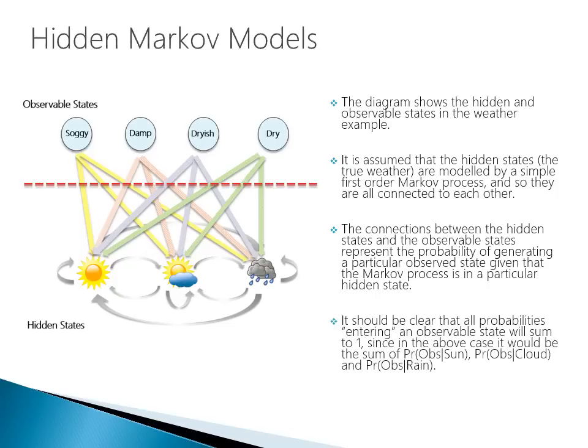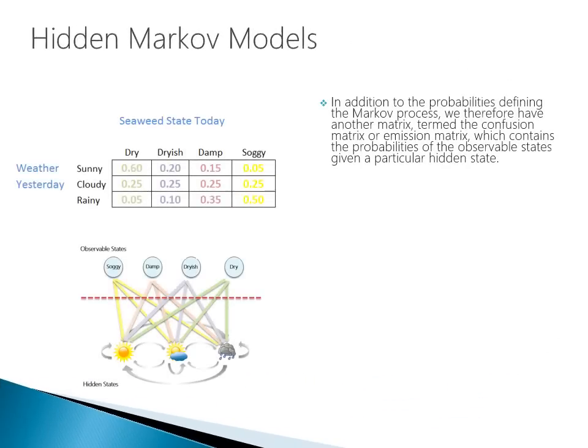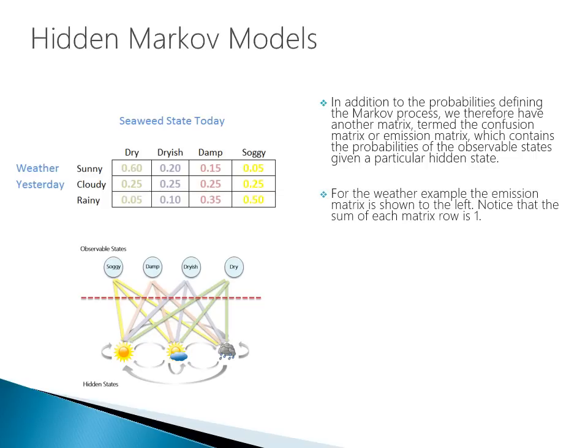It should be clear that all probabilities entering an observable state will sum to 1, since in the above case it would be the sum of the probability of an observation of the sun, the probability of an observation of cloud, and the probability of an observation of rain. In addition to the probabilities defining the Markov process, we therefore have another matrix, termed the confusion matrix or emission matrix, which contains the probabilities of the observable states given a particular hidden state. For the weather example, the emission matrix is shown on the left. Notice that the sum of each matrix row is equal to 1.